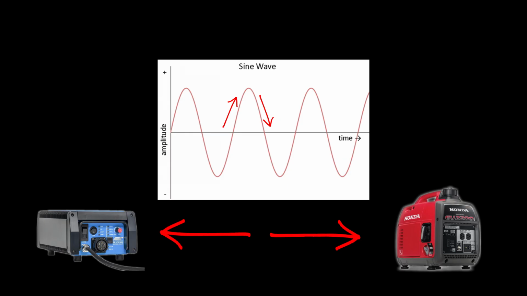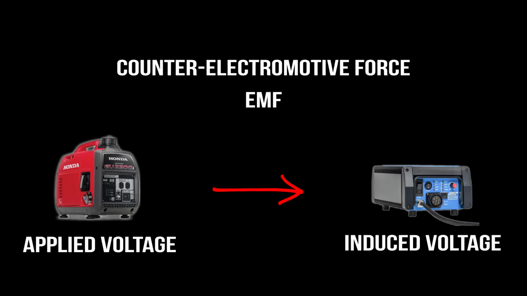This doesn't really accomplish any work, it just keeps circulating back and forth between the coil and the power source to make the light work. When the current is in the coils, it creates voltage called counter-electromotive force, or EMF. This has the opposite polarity of the applied voltage from the source/generator. As a result, the applied voltage must overcome the induced voltage before current can flow through the circuit.